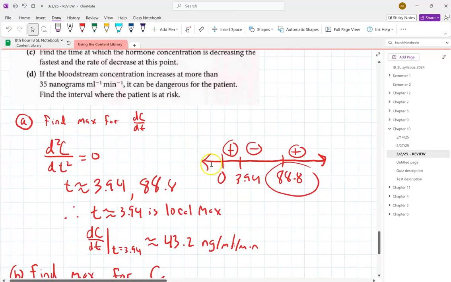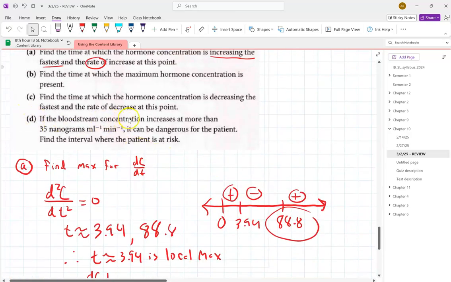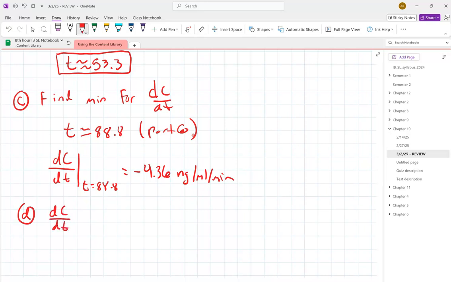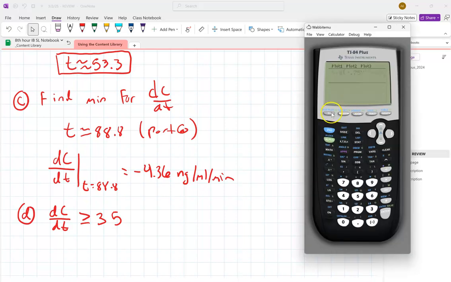And then lastly, part D says if the bloodstream concentration increases at more than 35 nanograms per milliliter per minute, it can be dangerous for the patient. Find the interval where the patient is at risk. So if it's measuring a rate, that's dC/dt, and I want to find where that's greater than 35. I'm going to do that graphically, graphing dC/dt and 35 and looking for the intersection.